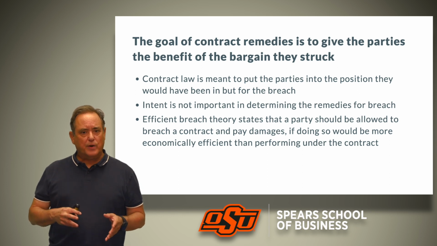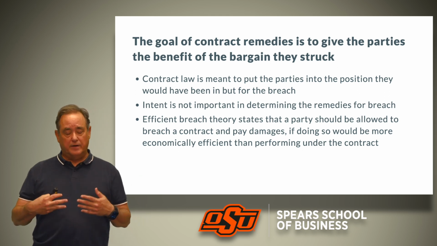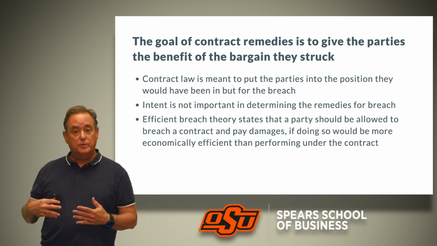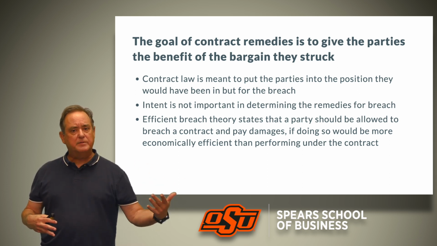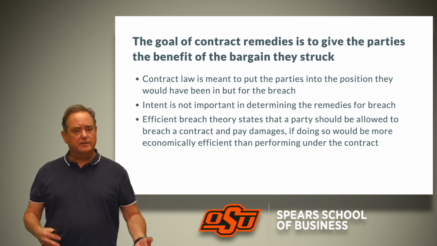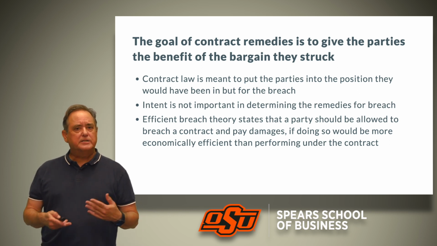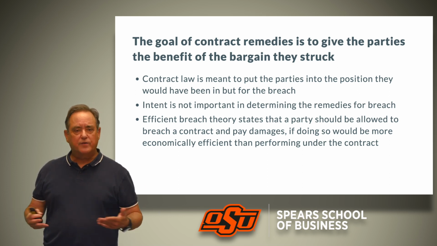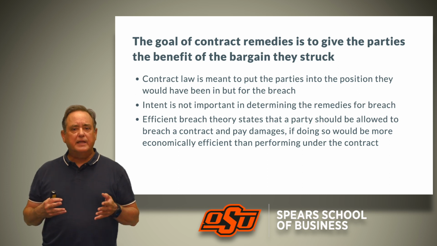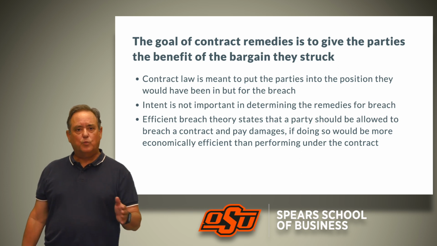Similarly, buyers breach in a falling market. A buyer will breach an obligation if it is aware that it's going to make money, it's going to be more economically efficient to breach the contract, pay damages, and then to later buy the goods at the lower price. So contract remedies is meant to give the parties the benefit of the bargain they struck. You as a business manager should not be afraid to breach a contract if you believe that it is more economically efficient to breach than to perform. It should not make a difference on remedies.